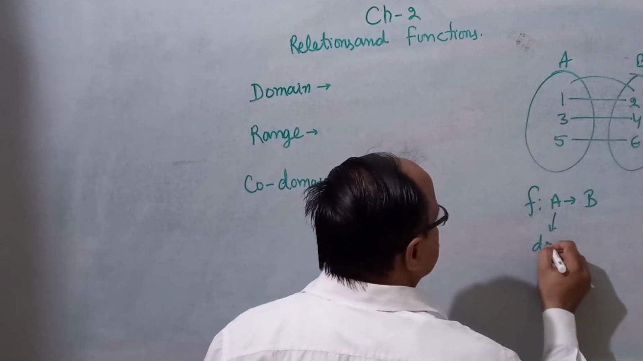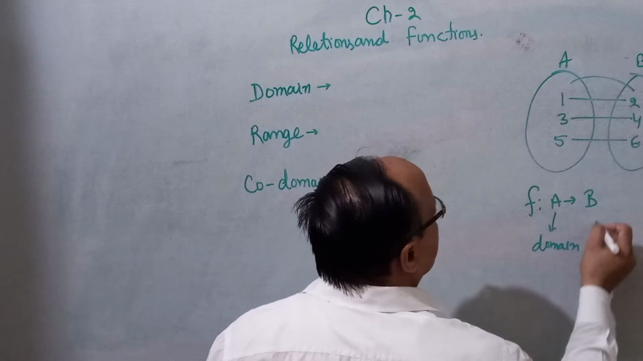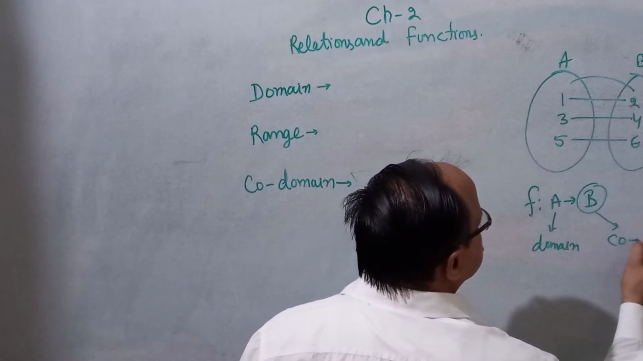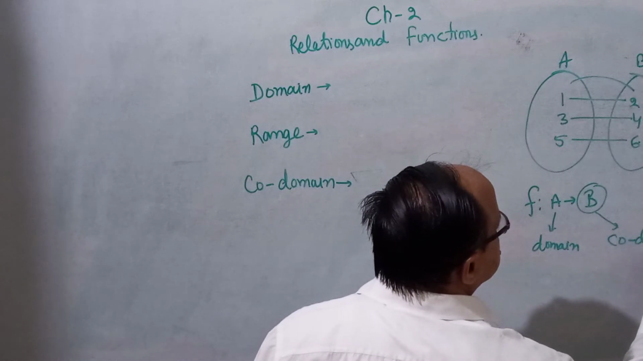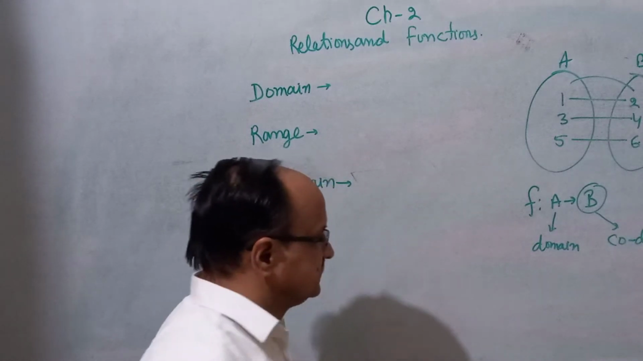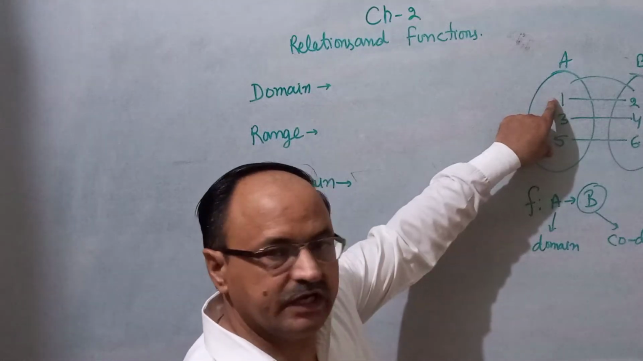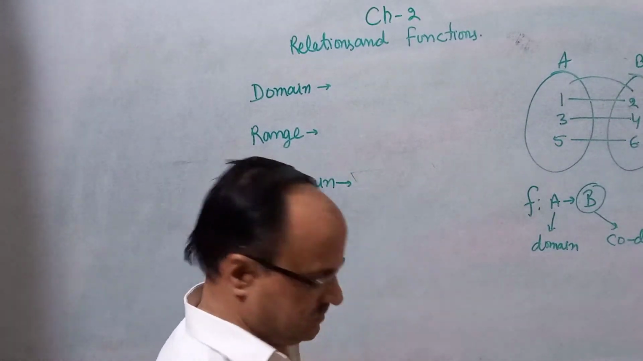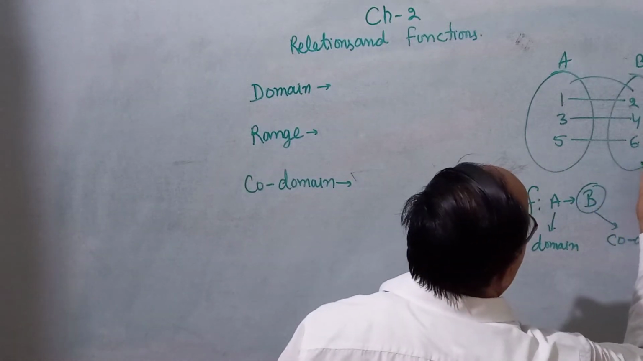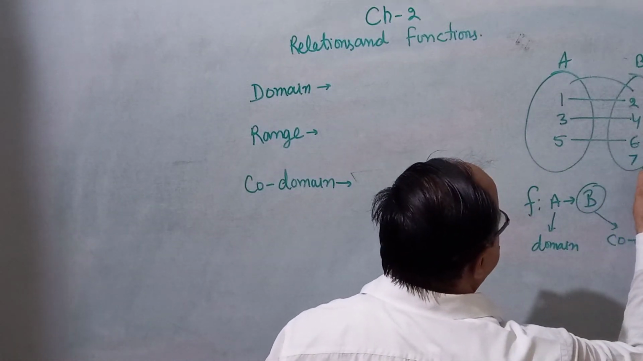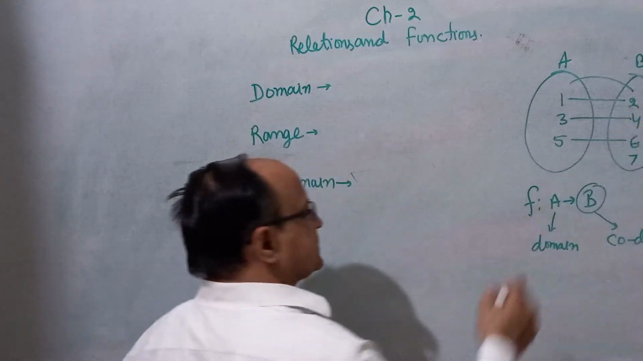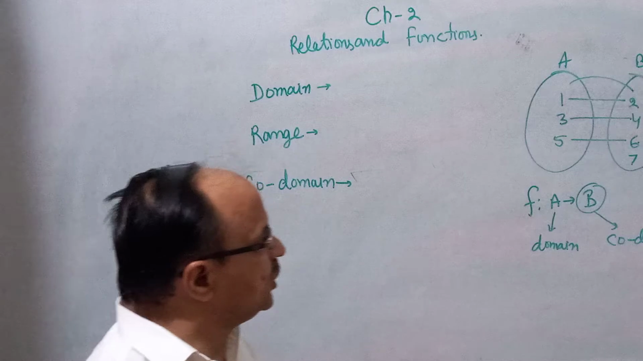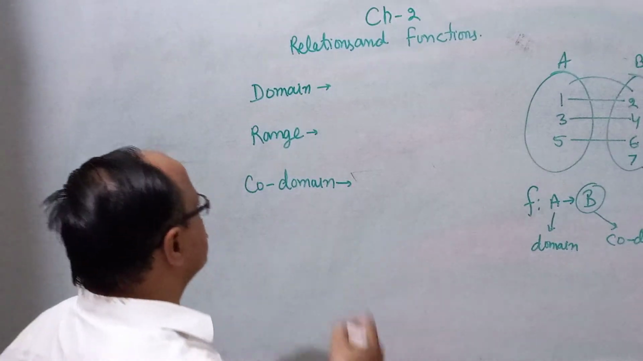This is called domain, and this whole set is called codomain. Suppose here there are 4 elements, 2, 4, 6, 7, the codomain, and the range is 2, 4, 6.